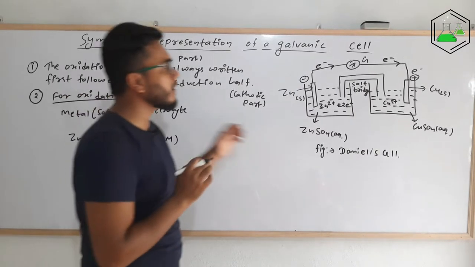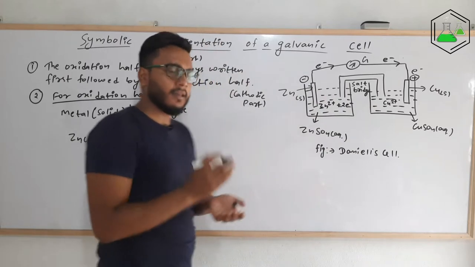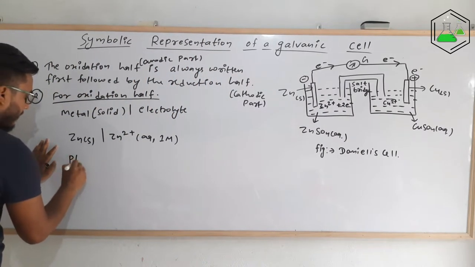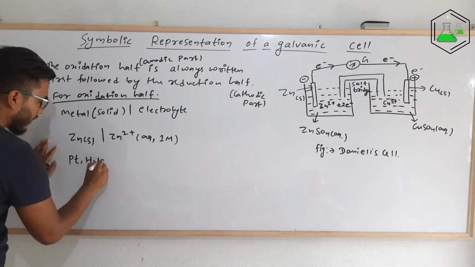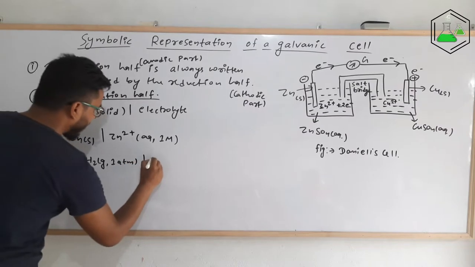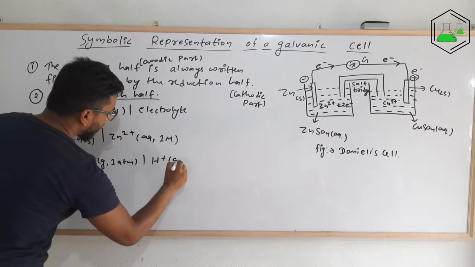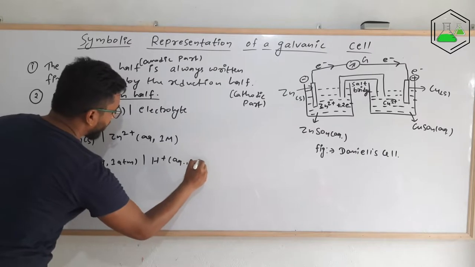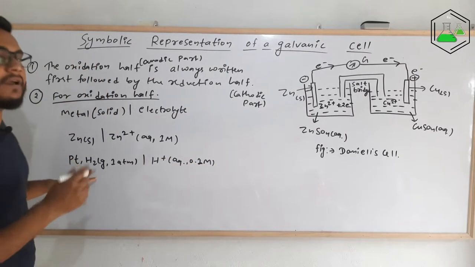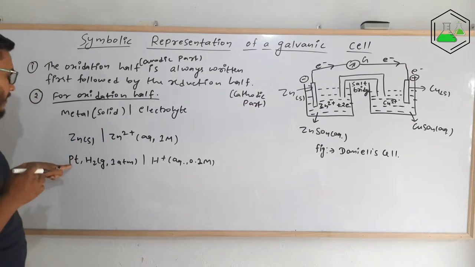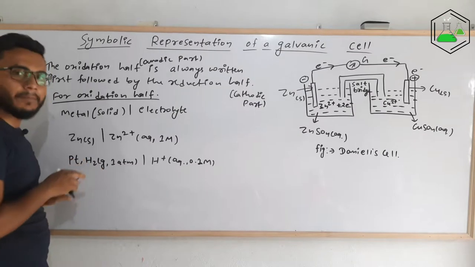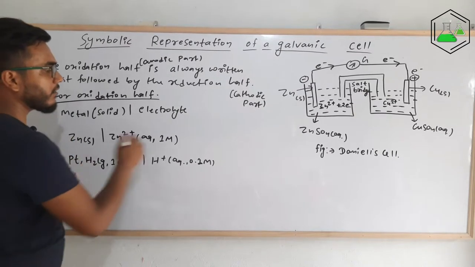Sometimes, if we are considering the electrode to be gaseous, then what do we write? Let me give an example. Platinum, H2 gas at 1 atmospheric pressure gets converted to H+. This is in aqueous form, 0.1 molar. This is another oxidation half example. Look at here. Here there is platinum, hydrogen. This comma represents that this is a single phase. Okay. Comma represents single phase.